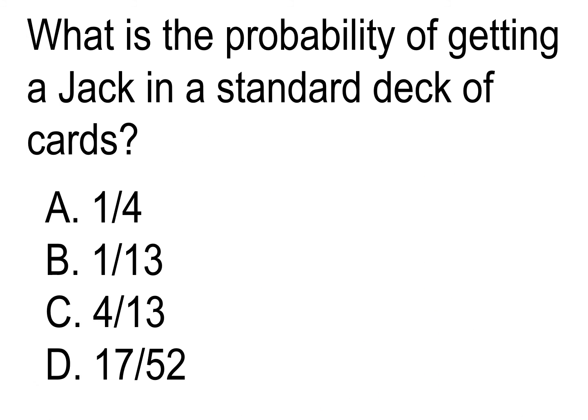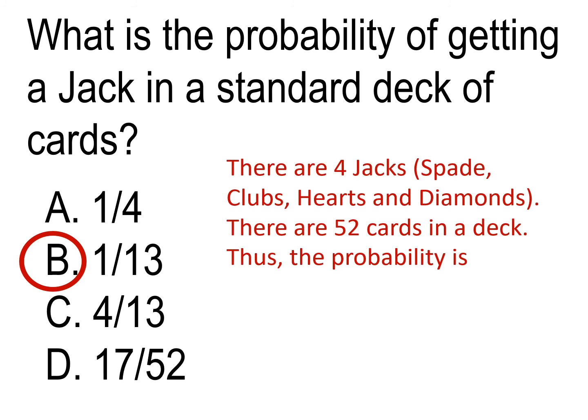Next problem. What is the probability of getting a jack in a standard deck of cards? Please take note that there are 4 jacks: the spade, the clubs, the hearts, and diamonds. The spade, pamaypay; clubs, kalunggay; of course, hearts and diamonds. And there are 52 cards in a deck. So, the probability of getting a jack in a standard deck of cards will be 4 over 52, or in lowest terms, 1 over 13.